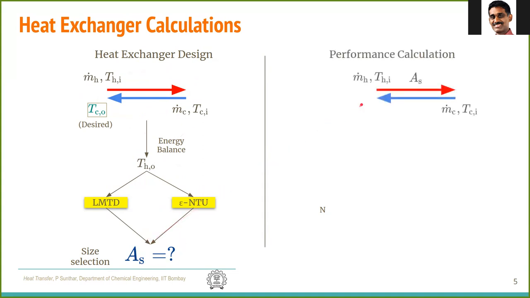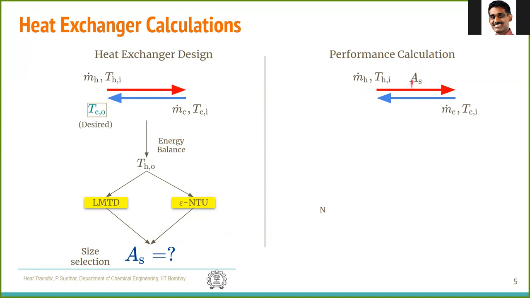The second class of problems is called performance calculation problems. In this case, as usual, we have the inlet temperature of the hot fluid and the cold fluid. We also have the area. Earlier, area was unknown, but now we have the area. So if we have the area, for example, there is already a heat exchanger available to you, or you can go to the market and look at two different types of heat exchangers. You don't know which of the heat exchangers is going to fit your requirement.